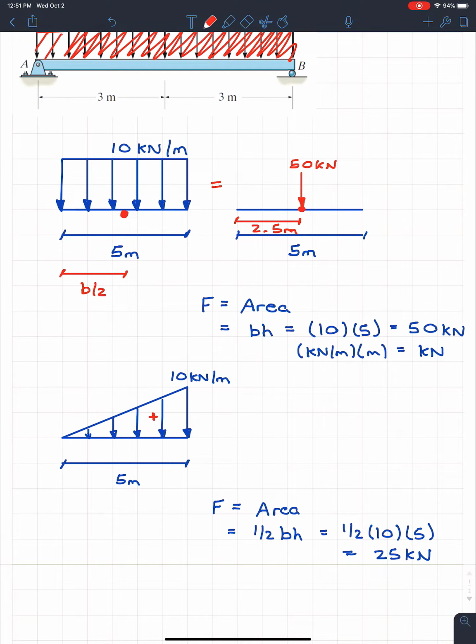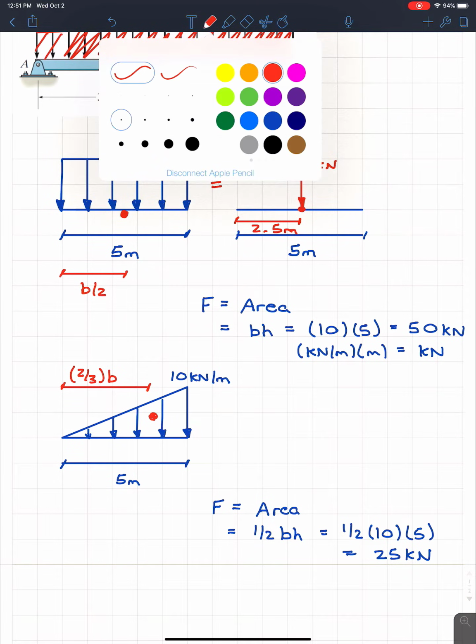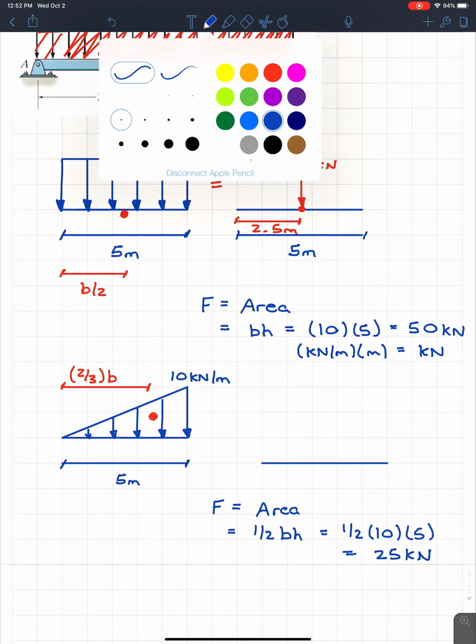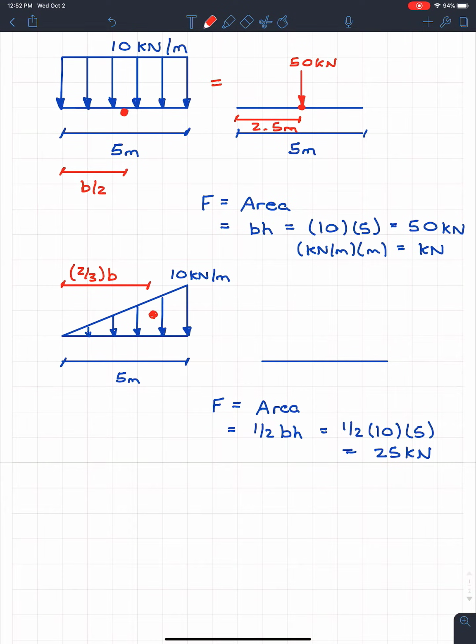So it's going to be right here. This little centroid right there. So this is going to be the distance 2/3 of the base. So if we were to draw that equivalent beam on the other side, again it's going to go 5, we know that we're going to have the force of 25 kilonewtons, and it's going to act at a distance of 2/3 times the base. So right here it's going to act somewhere like this.